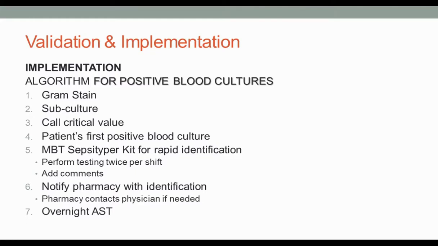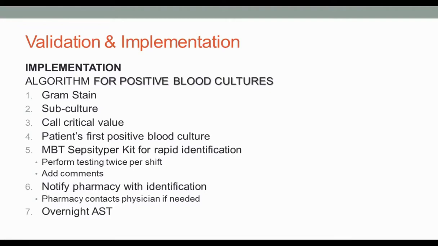Once we saw that the Sepsityper worked well in our laboratory, we implemented the test using this algorithm. We first perform a gram stain, subculture the bottle to solid medium, and call the critical value. If multiple blood cultures are positive, we perform the Sepsityper on the first positive set only. After discussing this new technology with our infectious disease physicians and explaining the process of testing, we decided to run the Sepsityper twice per shift and also to add comments, which we'll discuss in a minute, when appropriate.